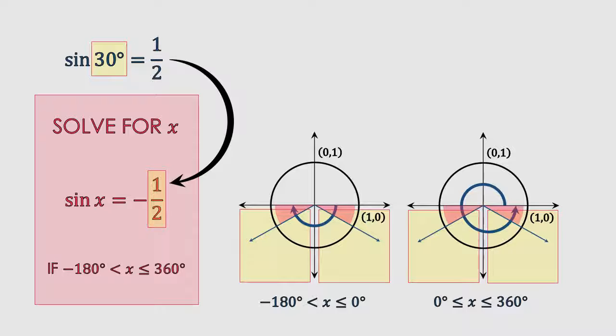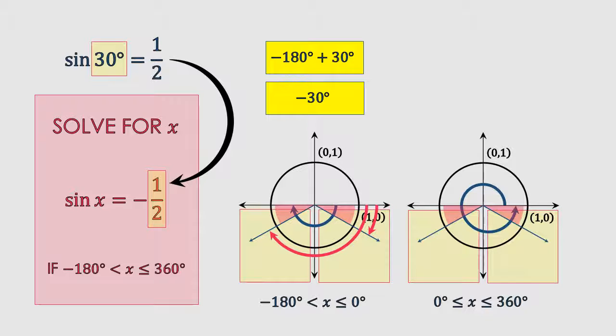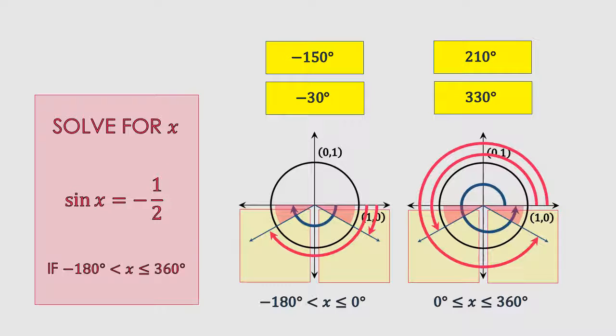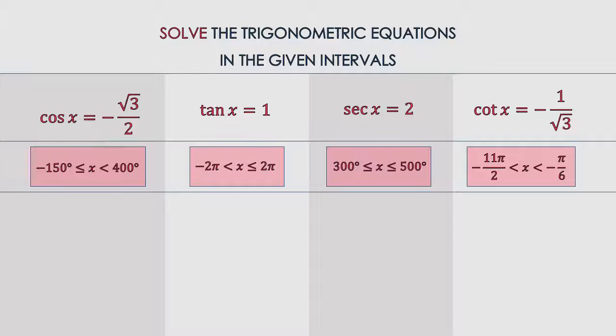So the required angles beginning from the smallest are minus 180 degrees plus 30 degrees, minus 30 degrees, 180 degrees plus 30 degrees, and 360 degrees minus 30 degrees. So, there we have the solutions. As a DIY, solve the following trigonometric equations in the given intervals. Try not to be tempted to use graphs as before. Pause the video if you would like to try it yourself.